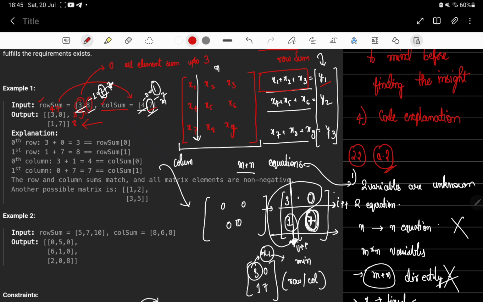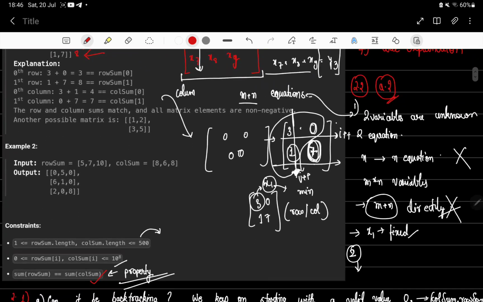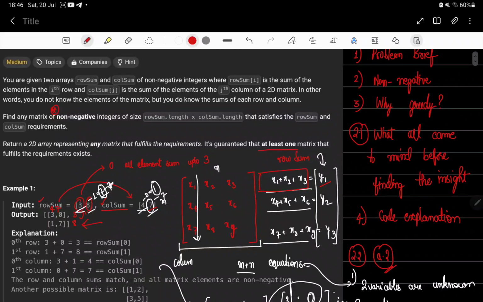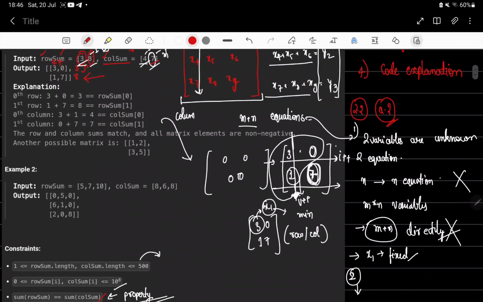So that cannot be done unless and until we predict some values and hit a trial and error method. Only we'll certainly know what the values of x's are if there were m into n equations for m into n variables. The number of unknown variables should be equal to the number of equations that we have. So this was not the case. So equations wise we cannot go.